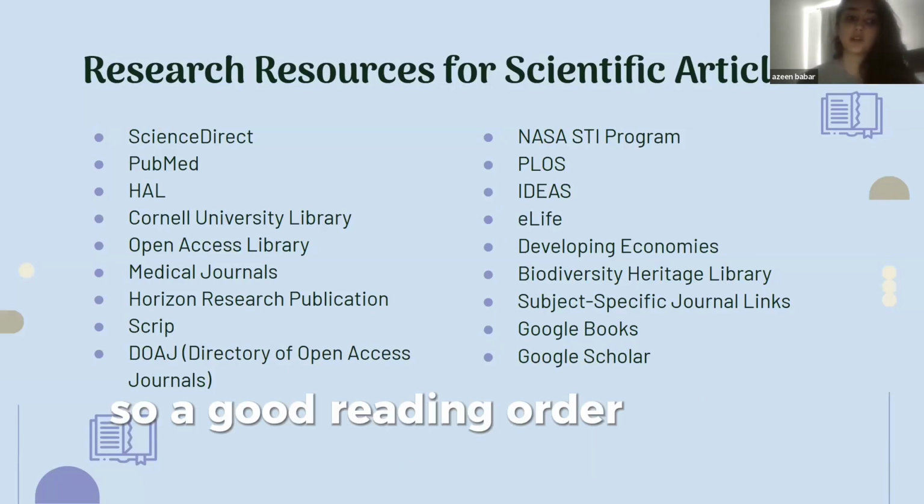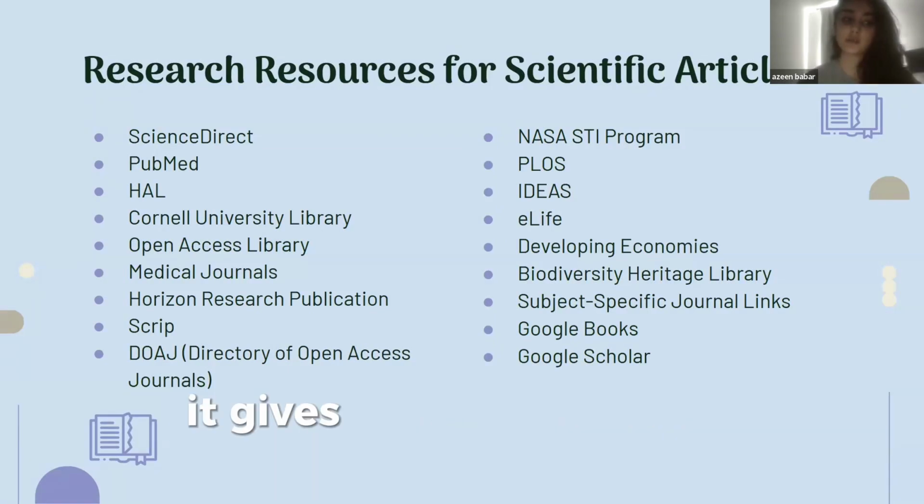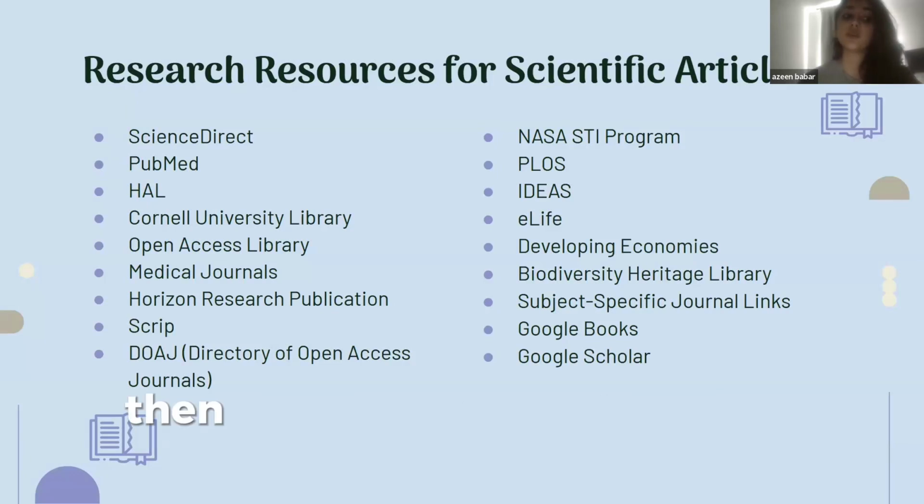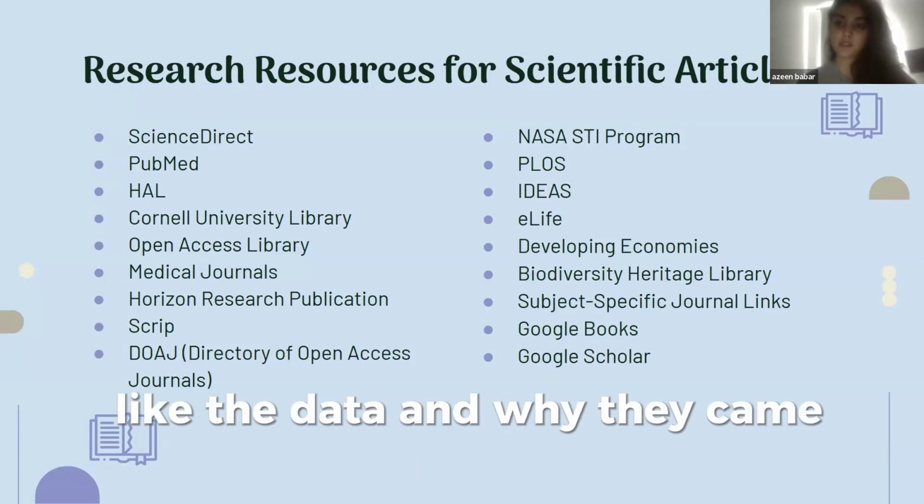So a good reading order to follow is you read the abstract, it gives you a summary on everything, read the introduction to get context, and then read the discussion to get interpretation of the results. So the introduction will tell you what they're trying to find, and the discussion will tell you what they have found. Then you can read the results to know the data and why they came to these conclusions in the discussion.